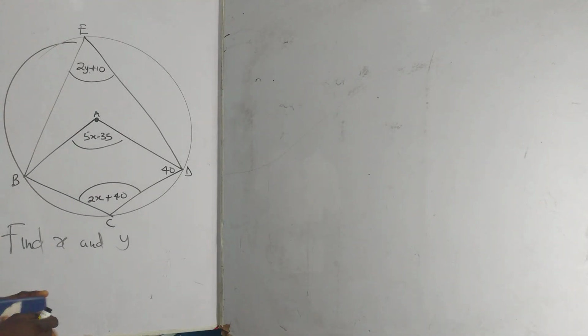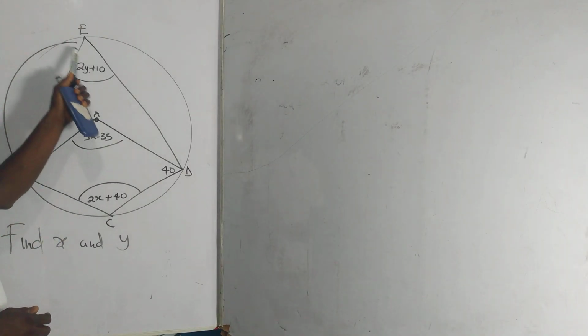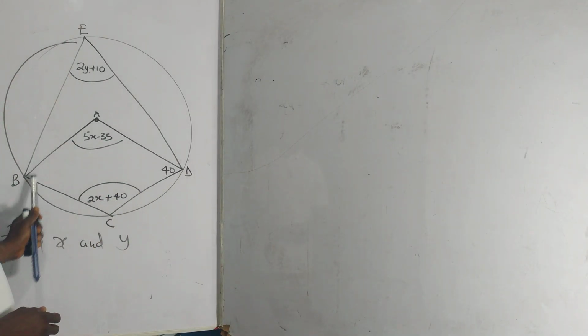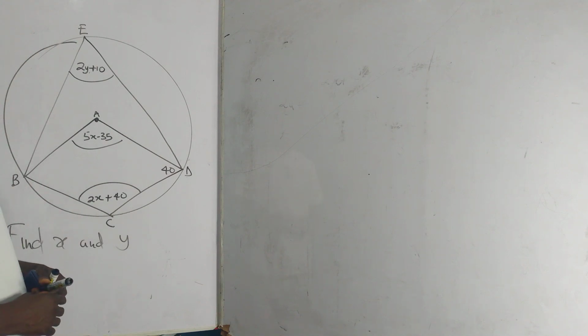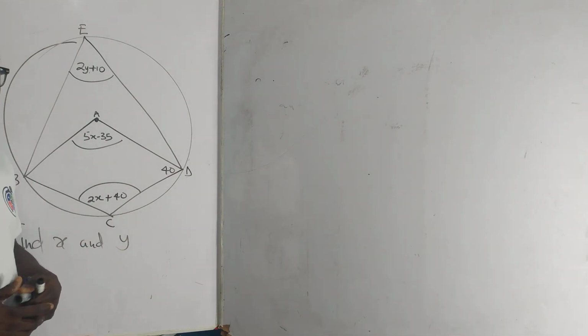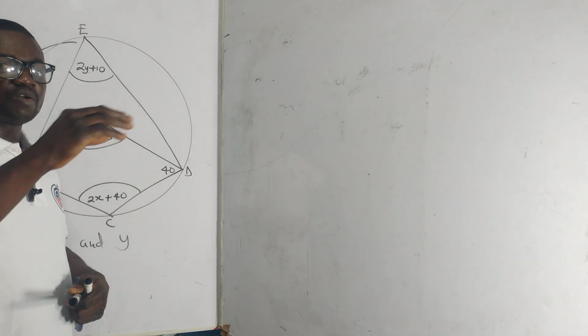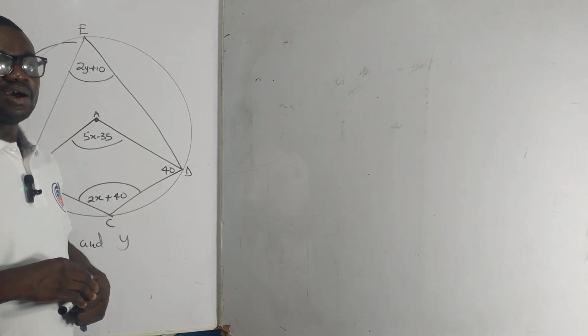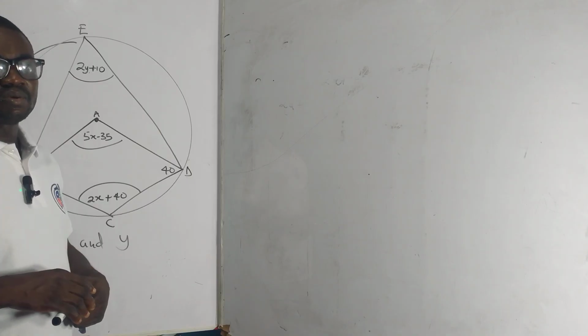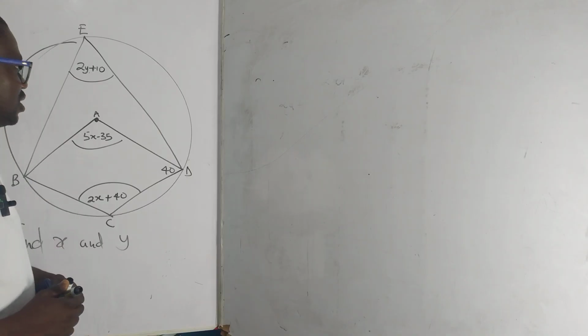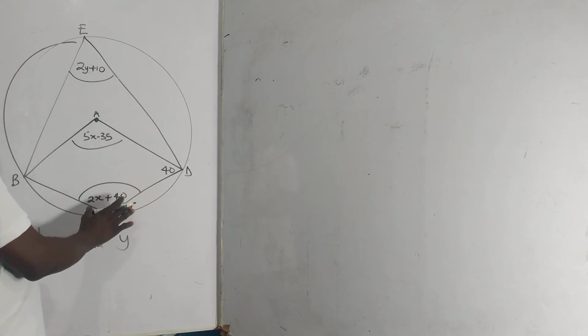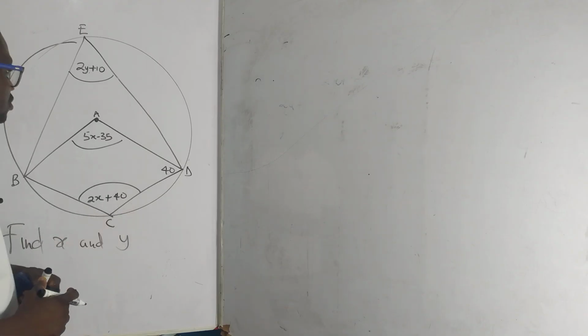We have this cyclic quadrilateral. Now you need to remember that the first idea is that the diagram has a cyclic quadrilateral in a circle. And one of the rules in a cyclic quadrilateral is that the sum of the opposite angles is supplementary, which is 180. So let's do that. So this angle and this angle are supplementary.